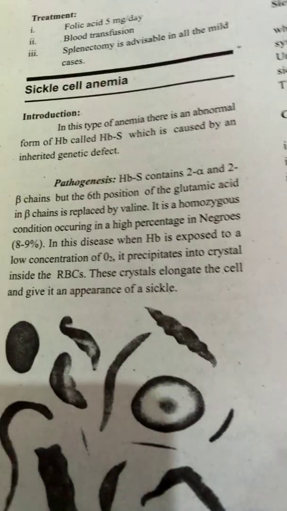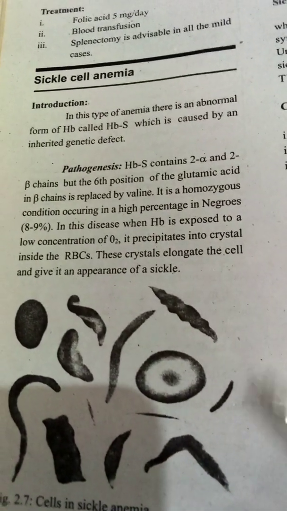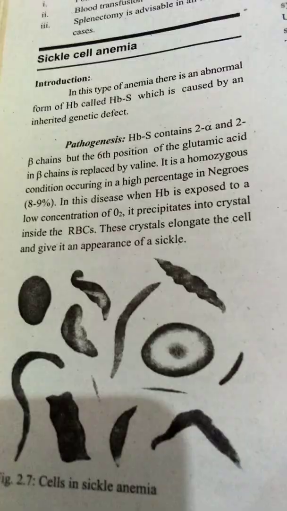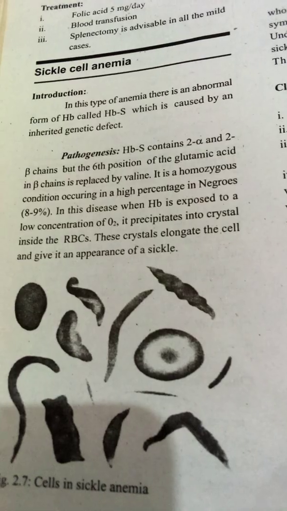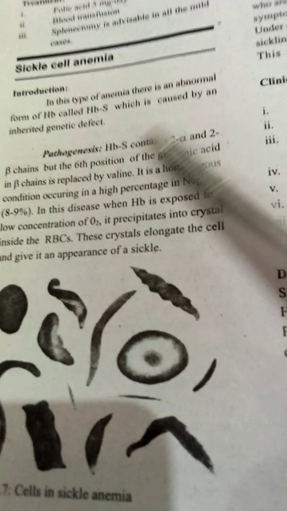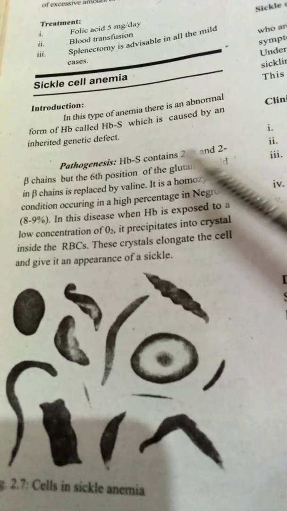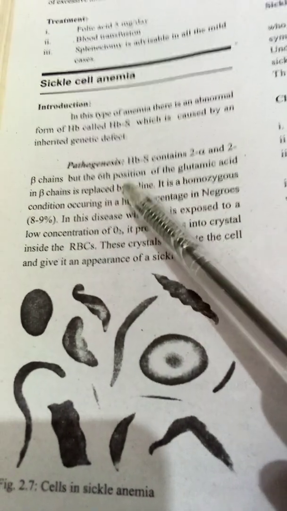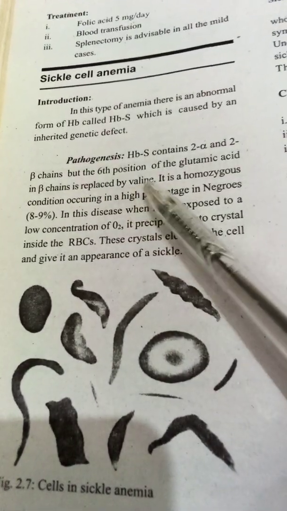Now come to the pathogenesis. What are the physical changes that happen during sickle cell anemia disorder? Pathogenesis: hemoglobin S contains 2 alpha and 2 beta chains, but the glutamic acid at the 6th position in the beta chains is replaced by valine.